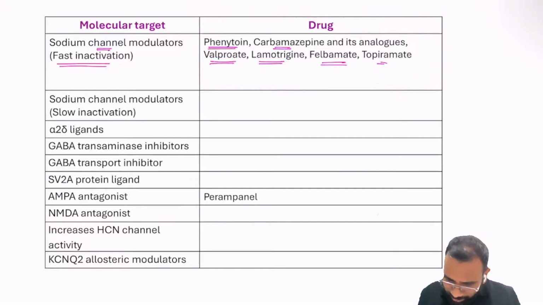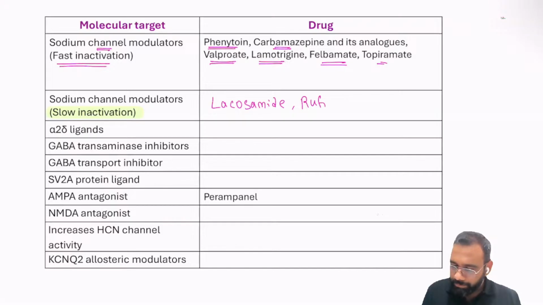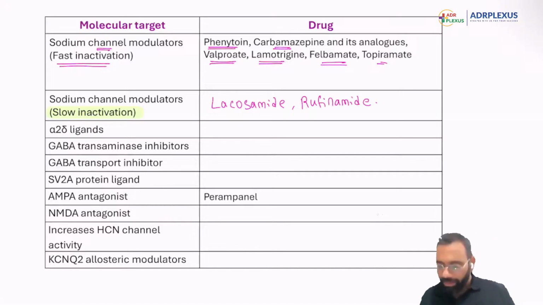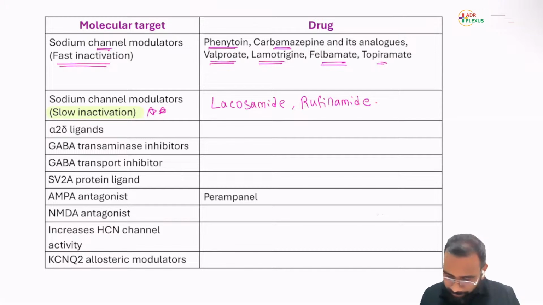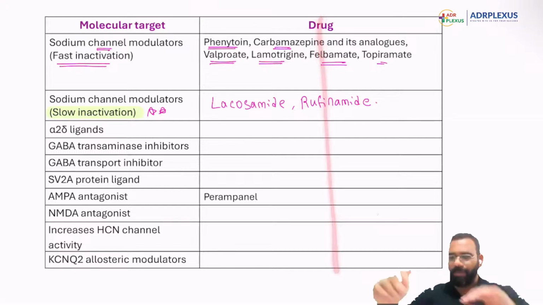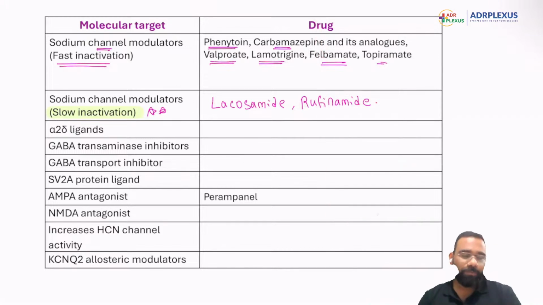And this is a very important one, slow inactivation. What drugs do we have? Lacosamide and rufinamide. Lacosamide and rufinamide are very important. Trust me, it might be in the coming exam, in the coming 50, 55 days. At least one question will come from 3 or 4 topics which we are going to discuss now, including opioids. Definitely 1 or 2 questions will be there.